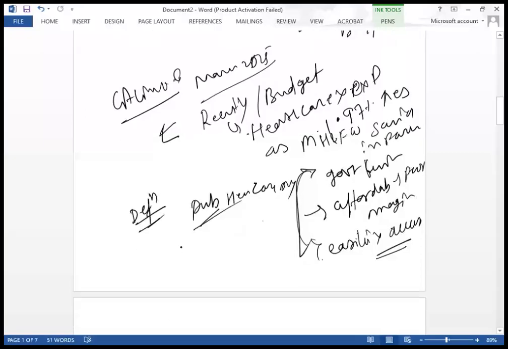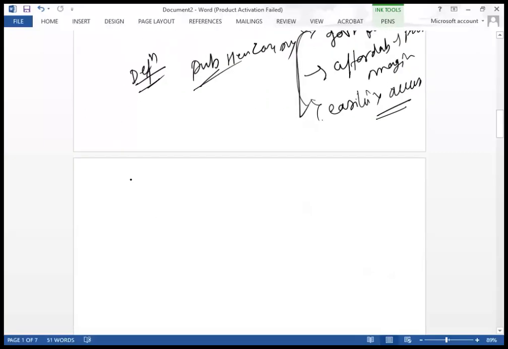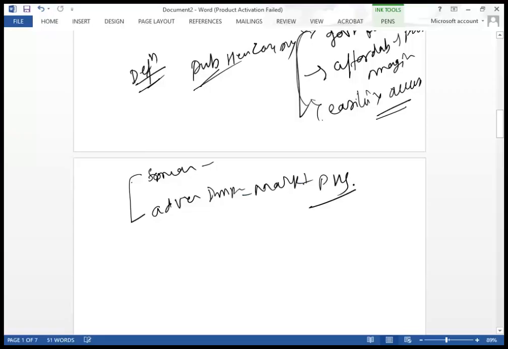Okay, now come to the body part. In the body part, there are two ways to write. Just start with the measures, "here are some following measures", or write down some adverse impact of marketization of the public healthcare system. So you can either start from this, or write a few points about the adverse impact. Then after that start writing the measures.